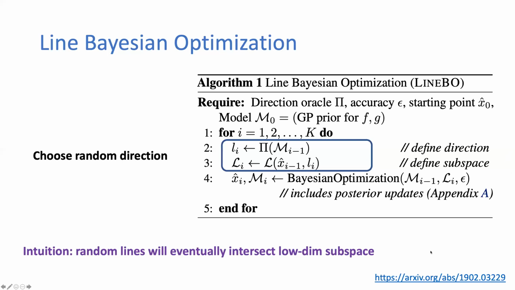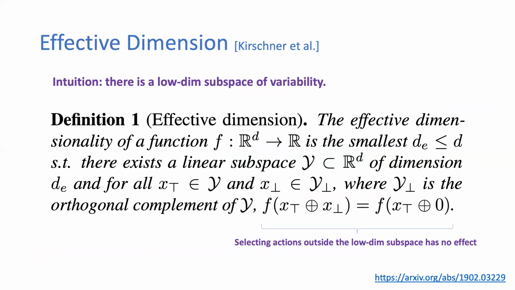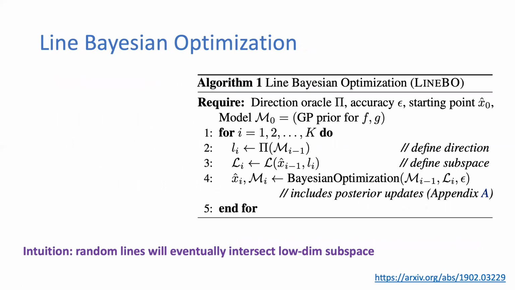So assumption 1 is that there is this effective low dimensional subspace. This is actually a pretty strong assumption. This basically says that there is this low dimensional subspace where all the variability is. If you look at the final equation highlighted at the bottom of this definition, this is literally saying that this is the low dimensional subspace of variability. And if I consider actions outside of this low dimensional subspace, it has no effect on the utility function. It has absolutely zero effect on the utility function. This is actually a pretty strong assumption. But if you make this assumption, then you get this intuition at the bottom, which is that if you just try random lines, you will eventually intersect this low dimensional subspace.